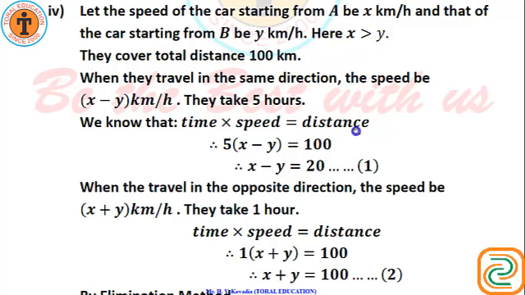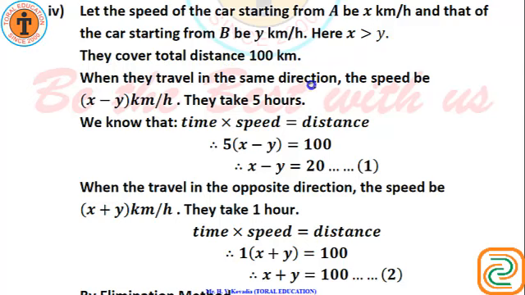We want to find out speeds. So let the speed of the car starting from A be x km per hour and the speed starting from B be y km per hour. Here x is greater than y. We have taken x is greater than y because when they go in the same direction, car A reaches car B in 5 hours. Therefore, x is greater than y. They cover total distance 100 km.